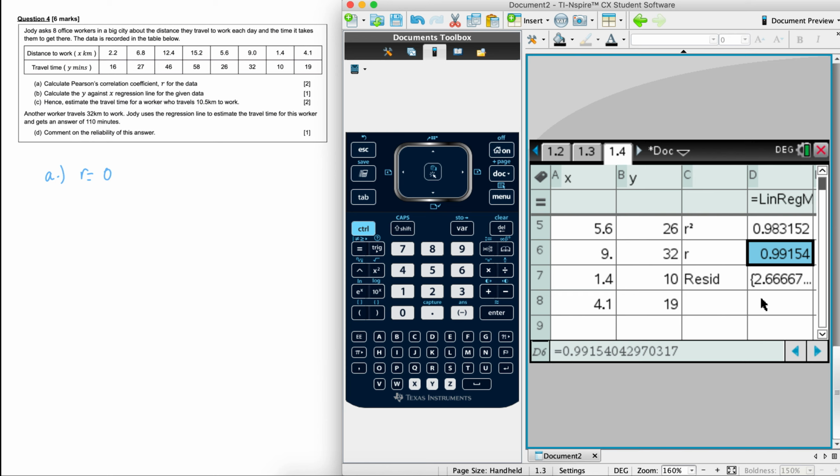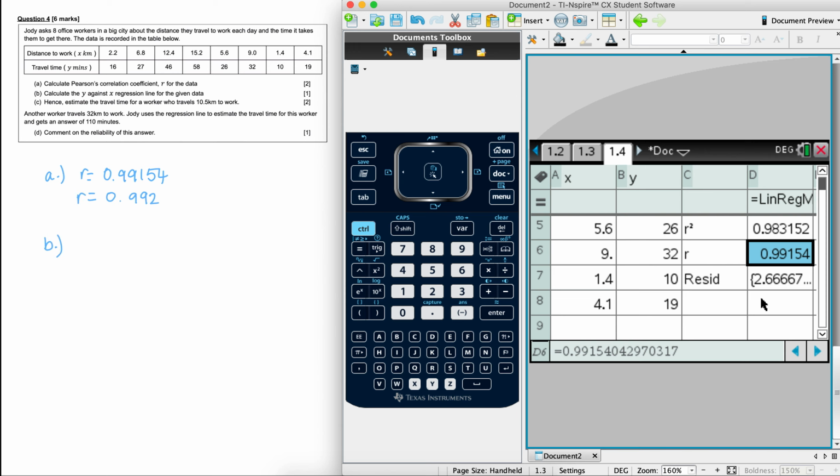Now you can also do it through the bivariate or the two variable data. The reason that I chose this method is because I'm looking ahead and seeing that question B is asking us to find the regression line. And using that method, I've already got the regression line, so there's no extra work at all. So to three significant figures, this one is 0.992 as the R value.